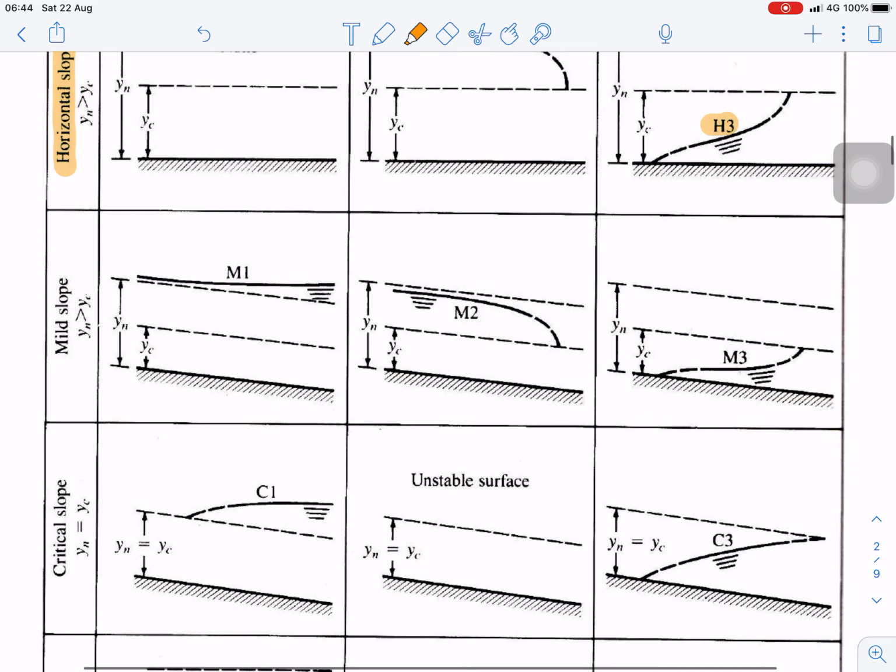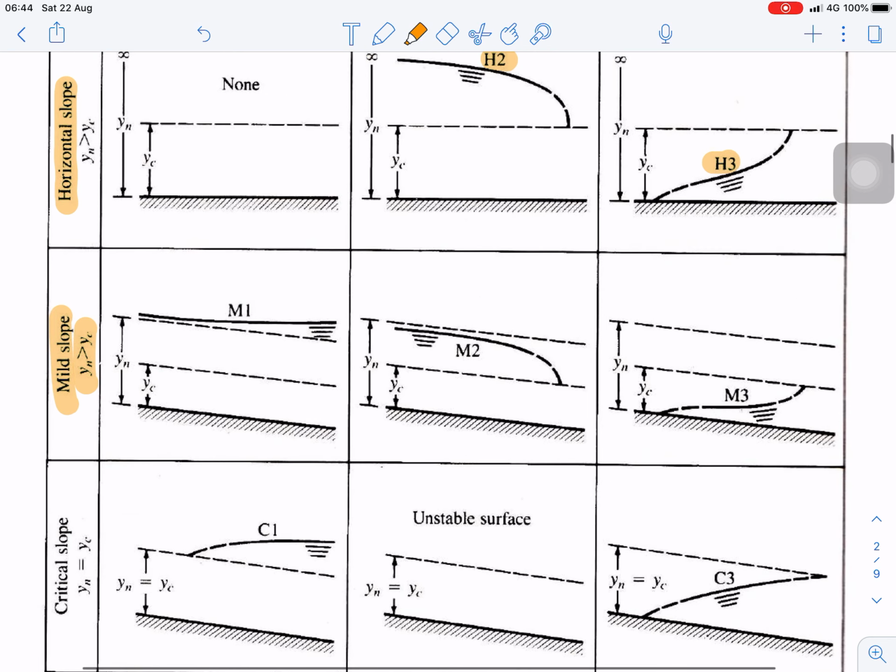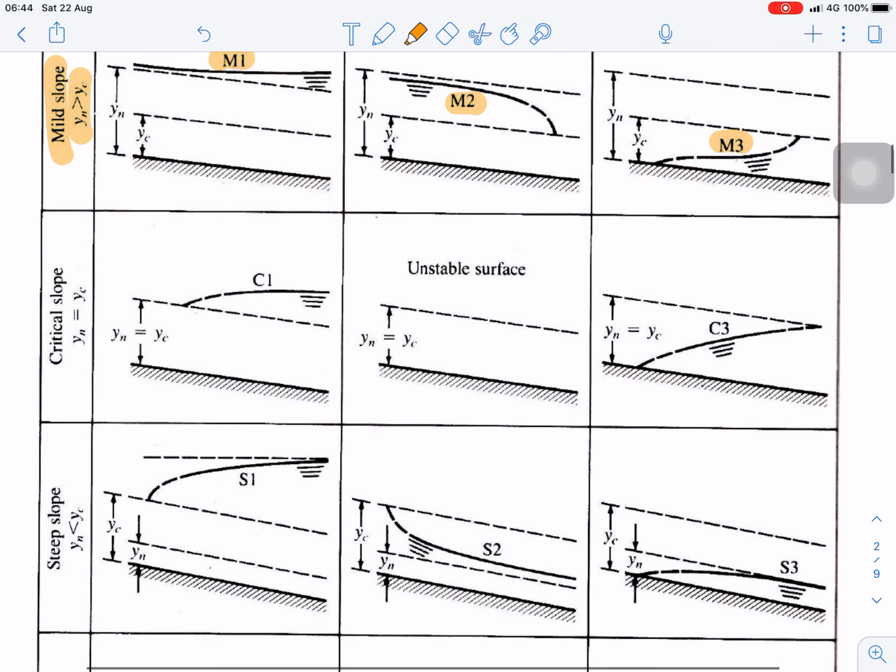And next is the mild slope. In this case yn is greater than yc. For the first case, M1 is where y is greater than yn and yc, and for M2, y is in between yn and yc, and if the depth of water y is less than yn and yc, it is M3. For the critical slope, yn is equal to yc. There is a C1 and only a C3.